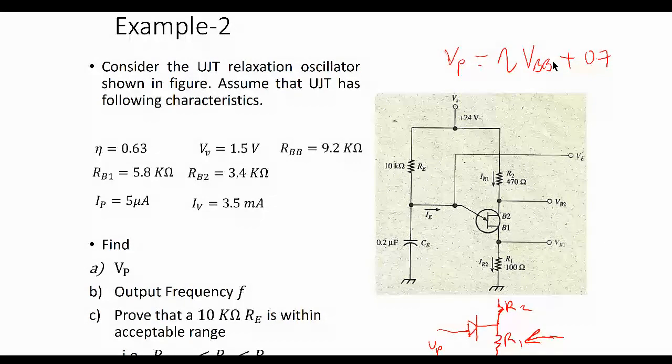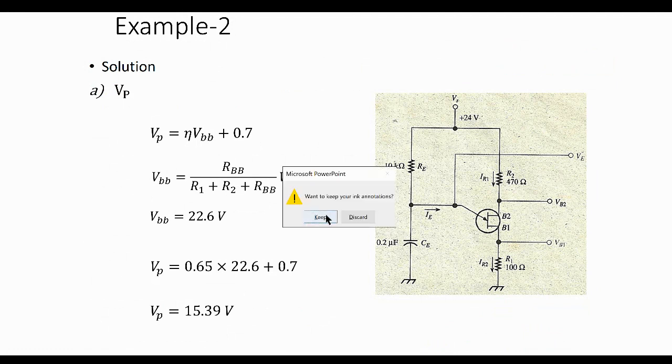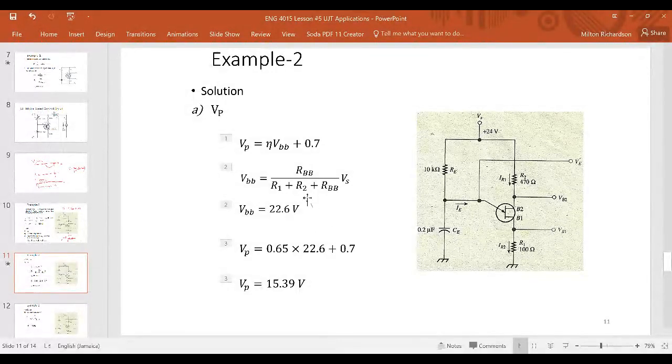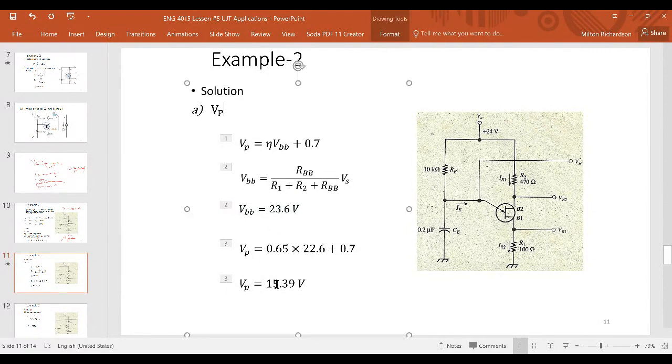So you just substitute now. It would be in that Greek letter, the intrinsic standoff ratio. That's eta. So it's eta times VBB plus 0.7. Let me just correct this. This is 23, you said? Yes, sir.